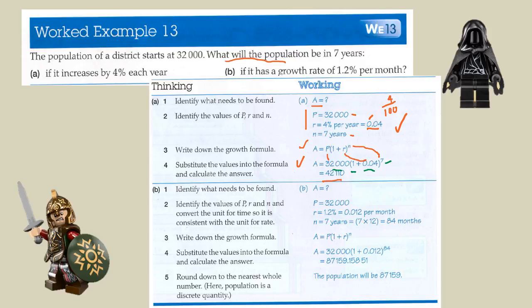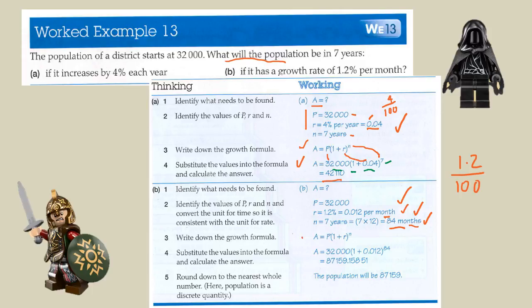Okay, the next one is 1.2% per month. So once again, we write down what we know. We know the starting population. We know the growth rate is 1.2% per month, 1.2 divided by 100, and that's per month. So we need the time periods in months. 7 years times 12 months is 84 months. If this is per month, this is per month. If I leave my growth rate per year, then I need to make sure this is per year. Make sure they're in the same units.